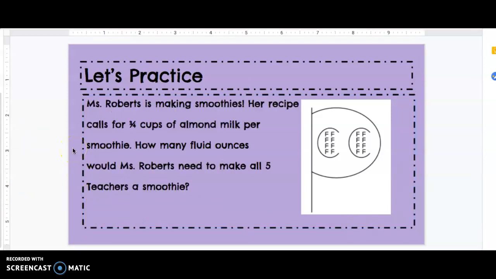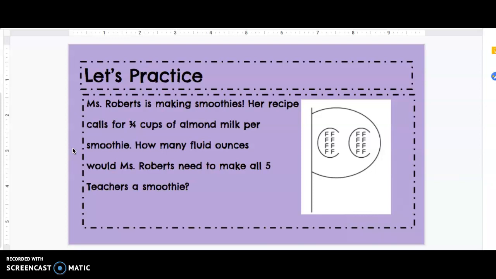Let's try one more problem together. Miss Roberts is making smoothies. Yum, my favorite. Her recipe calls for 3/4 cups of almond milk per smoothie. How many fluid ounces would Miss Roberts need to make all 5 teachers a smoothie?